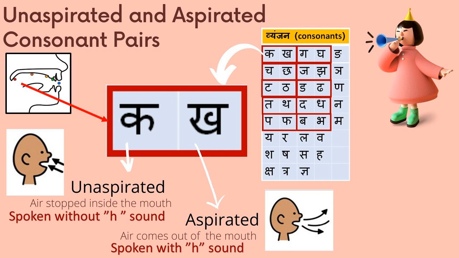What is aspirated and unaspirated? When you breathe out from your mouth, you will observe a ha sound. So, aspirated consonants or Vyanjan are pronounced with a ha sound. Unaspirated consonants or Vyanjan are pronounced without a ha sound. So, the first letter ka is without ha sound. The second letter kha is with ha sound.